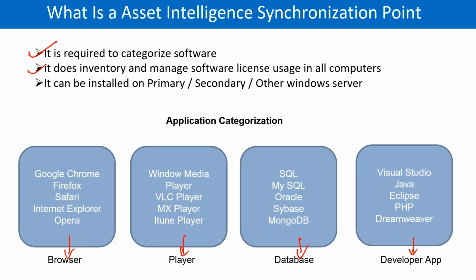Second, it does inventory. It does hardware and software inventory plus manages software licenses. It will help you to manage software licenses as well. Where can you install this role? You can install this role on a primary site, secondary site, or any other Windows server. This is an optional role, guys, that you may or may not need. Is it clear, everyone? Asset intelligence synchronization point role is this one.